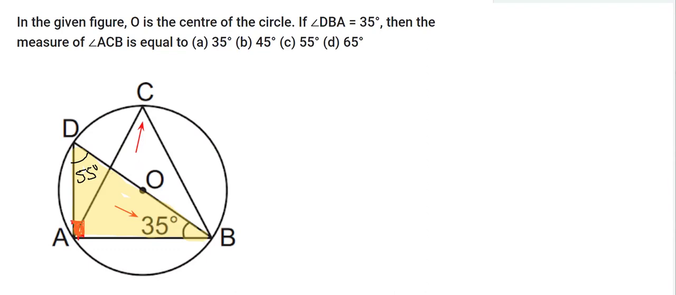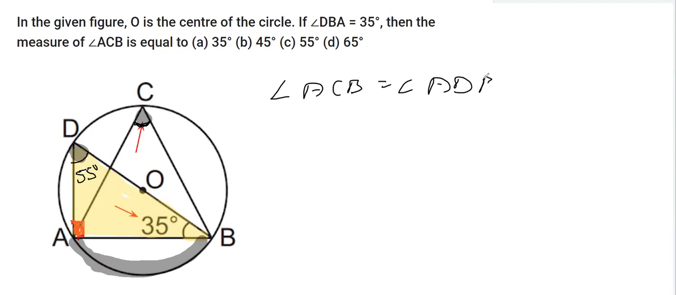Now check for the next part. In order to get the required angle, we can see that these two are subtended by the same arc AB. AB is subtending this angle and AB is also subtending this angle. So angles on the same segment are equal. So the measurement of angle ACB will be the same as angle ADB, and that is equal to 55 degrees.